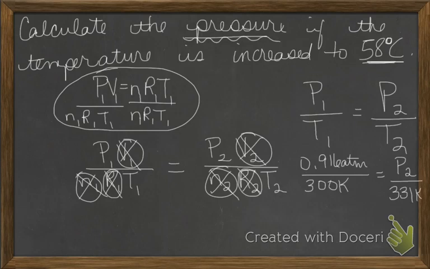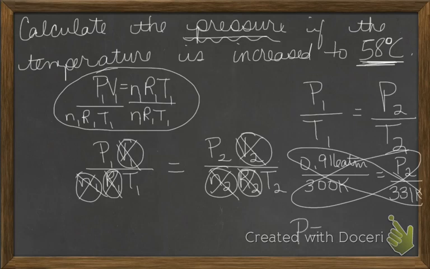So mathematically, to solve that, I'm going to cross multiply and say 331 times 0.916, then divide both sides by 300. What do we expect to happen? If we increase the temperature to 58, what do you expect the pressure to do? I expect it's going to go up because I've heated this gas up. And indeed, my calculations show that the pressure goes up to 1.01 atmospheres from its original 0.916. So our calculations fit what we expected would happen, that if we increase the temperature, the pressure would likewise increase.